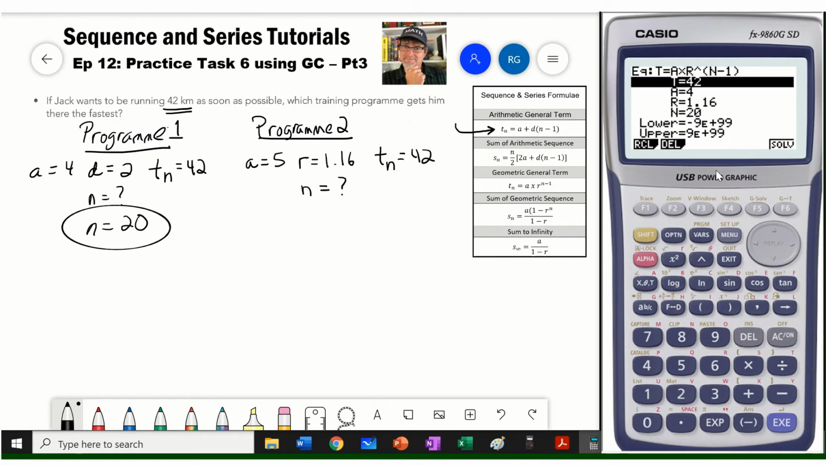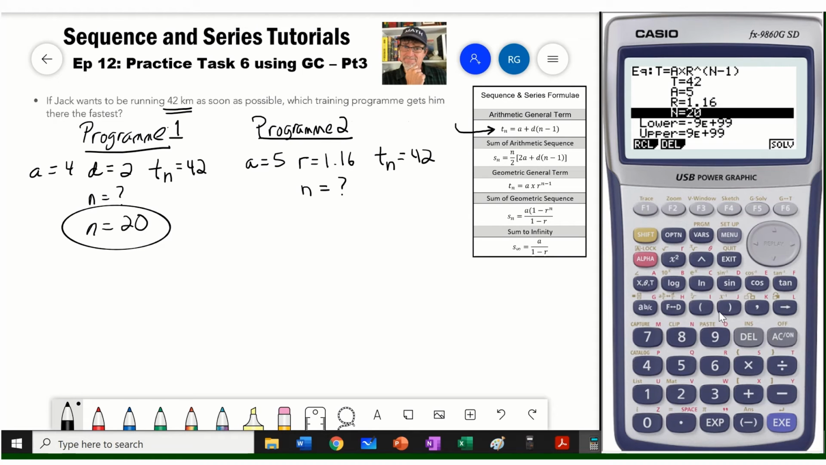Okay, so t equals 42. That's in there from the last time. So I'll leave that and scroll down. A is not 4, A is 5. R, the last time I did a geometric sequence, R was 1.16, so that's why that's still in here. And then N is what we want to solve for. So I'll scroll down to, oh, I've got to enter my 5. Skip the R, it's right. And then the N is what we want to solve for.